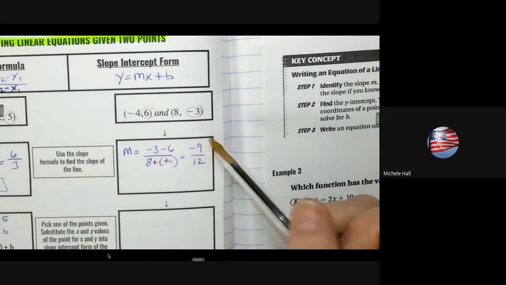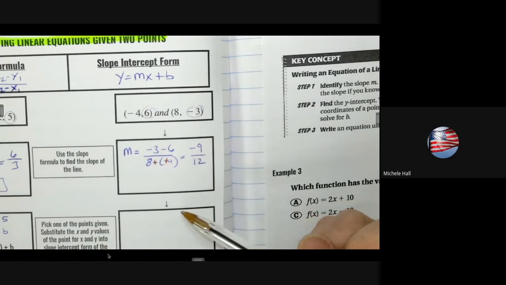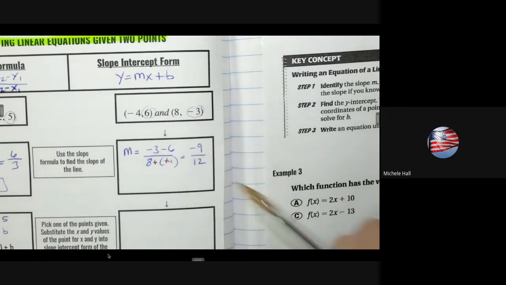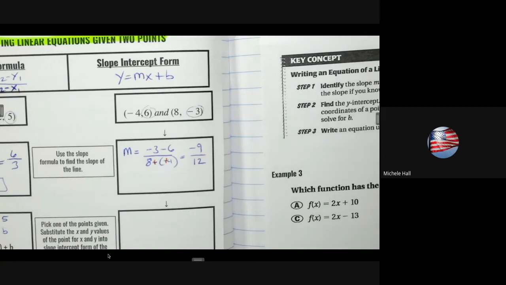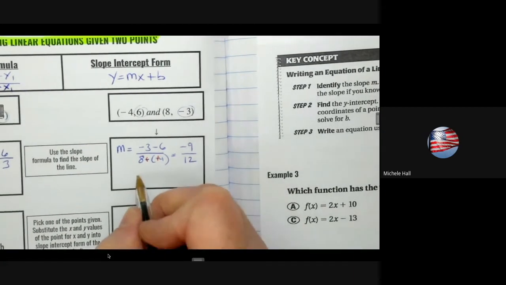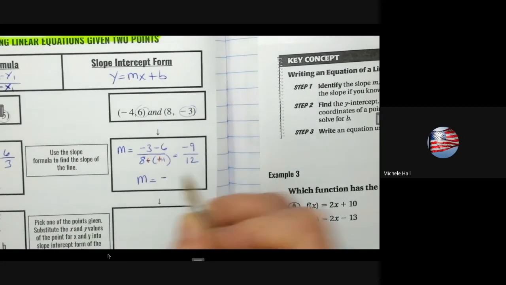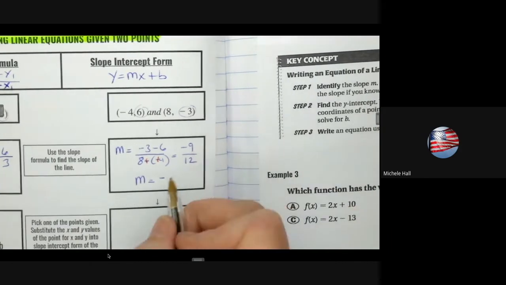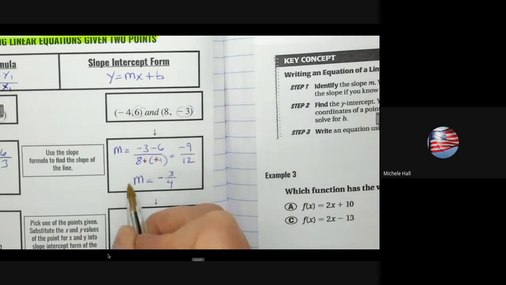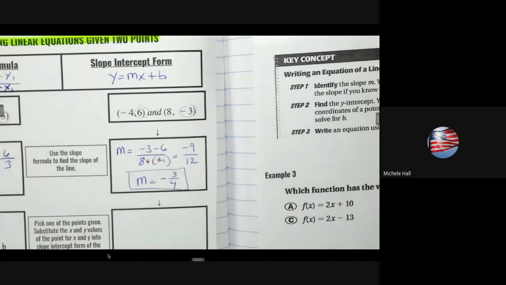We're going to leave fractions. We don't change them to decimals. If I was going to graph, that would be my rise over run. So leave fractions the way they are. Our slope then is going to be a negative. If I divide 3 from both of these, we get -3/4. There's my m. There's my slope.